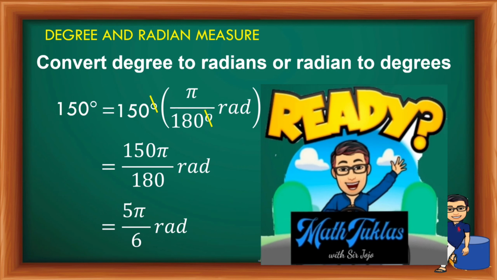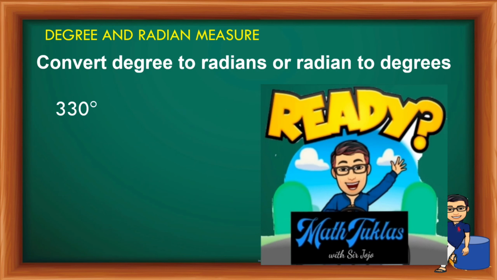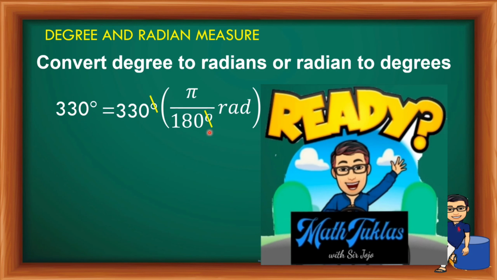Okay? So let's have another one. How about this one? If we have 330 degrees, again, this is degree measure. So, let's convert to radian measure. 330 degrees times, again, pi over 180 degrees radian. So, what did we do in the first example? We cancel out the degrees. Then it becomes 330 pi, because 330 times pi is 330 pi over 180 radian.